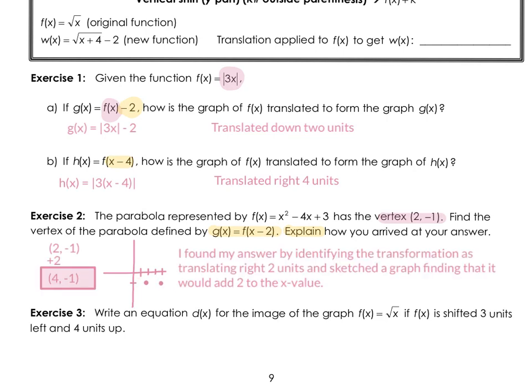And I explained by saying I found my answer by identifying the transformation as translating right 2 units and sketched a graph finding that it would add 2 to the x value.